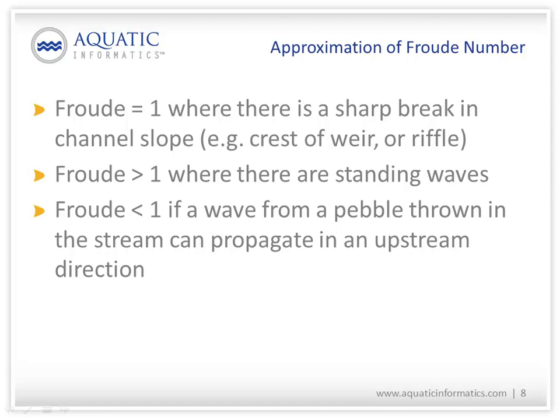Froude number less than 1 is tranquil flow, and generally tranquil flow situations are good for gauging. You can test whether the Froude number is less than 1 by tossing a pebble in the stream, and if the ripple from the pebble propagates upstream, then you know you've got a Froude number less than 1.